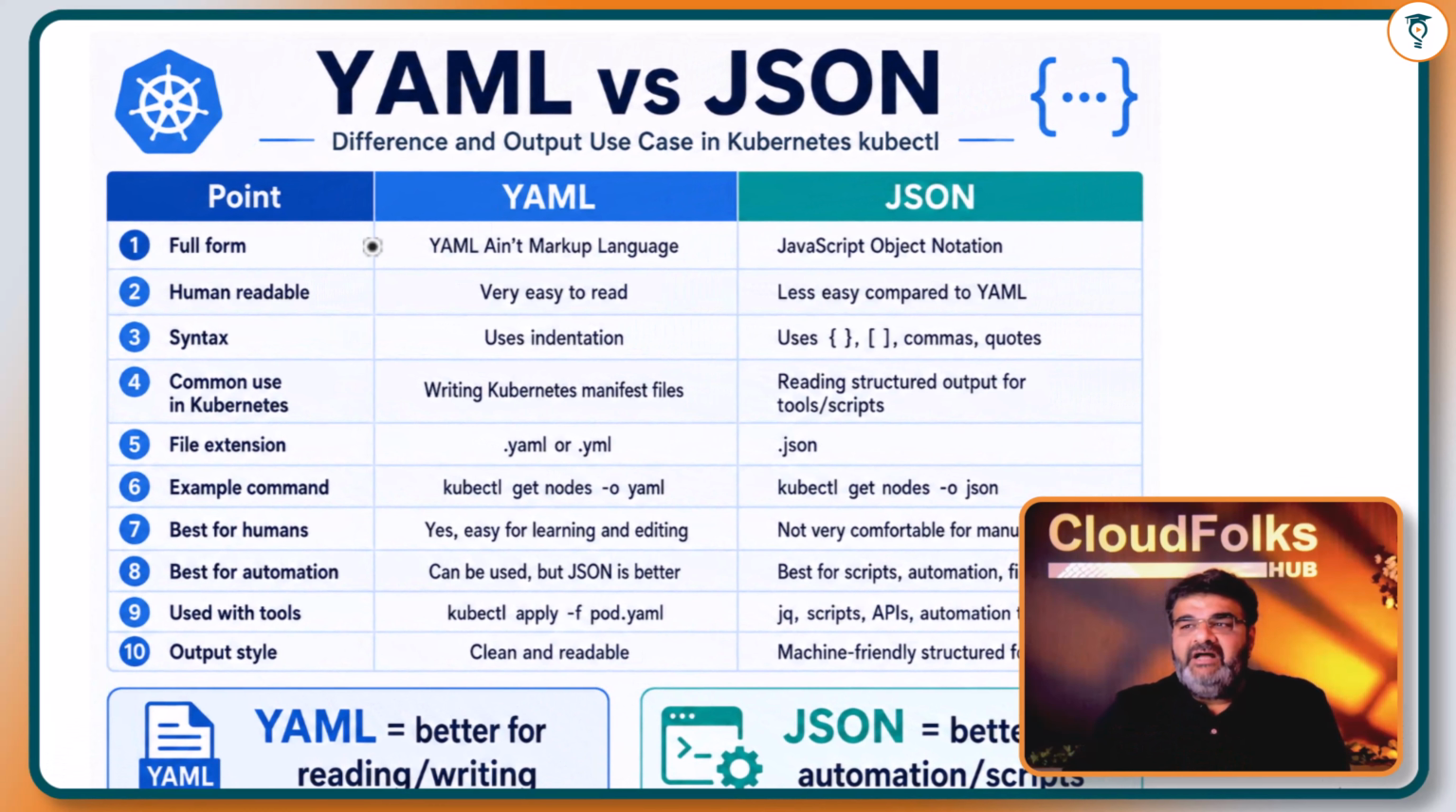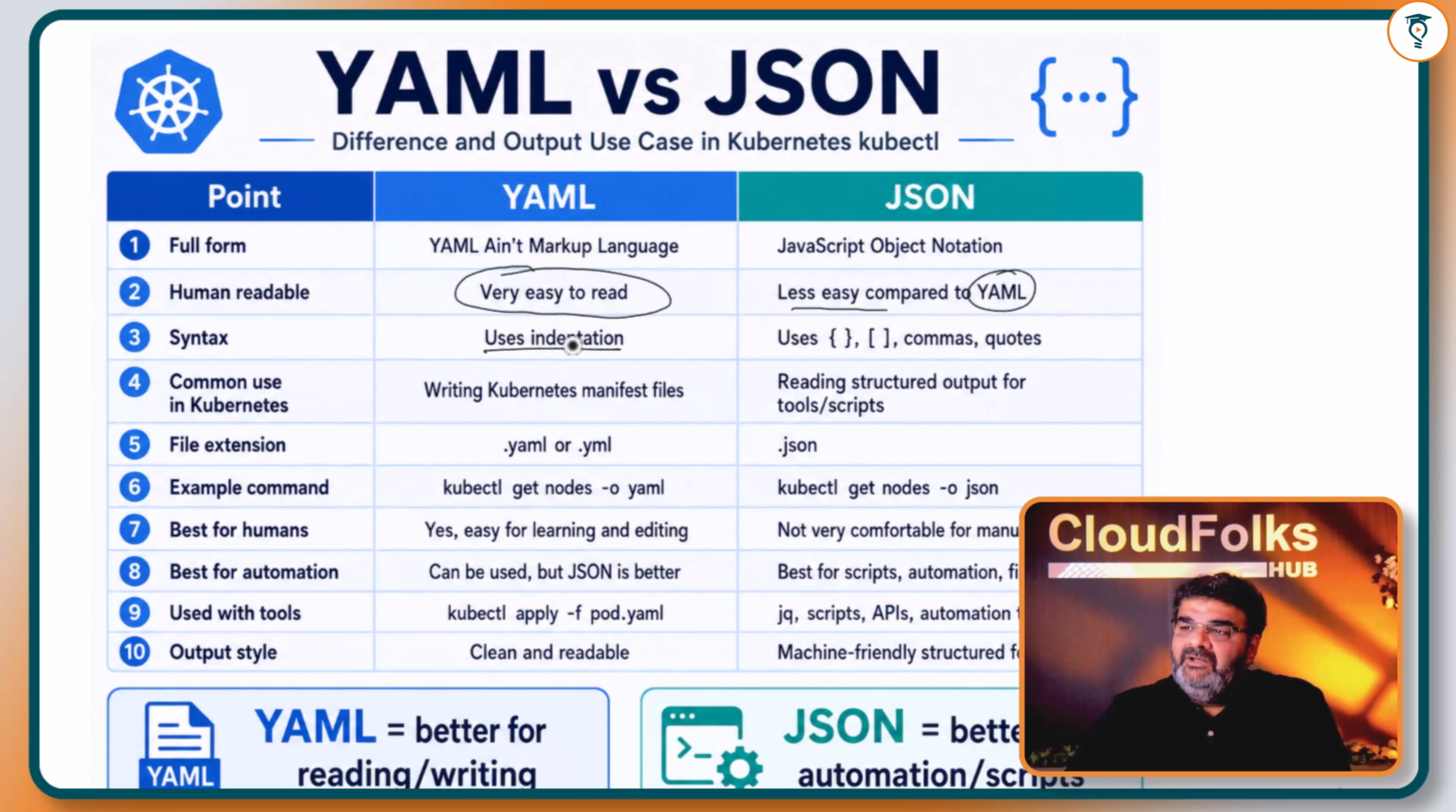If I start with the full forms, YAML stands for YAML Ain't Markup Language. For JSON, we have JavaScript Object Notation. Actually, YAML is very easy to read because inside a YAML file we have only key-value pairs. JSON is more complex for a human to read than YAML. Okay.